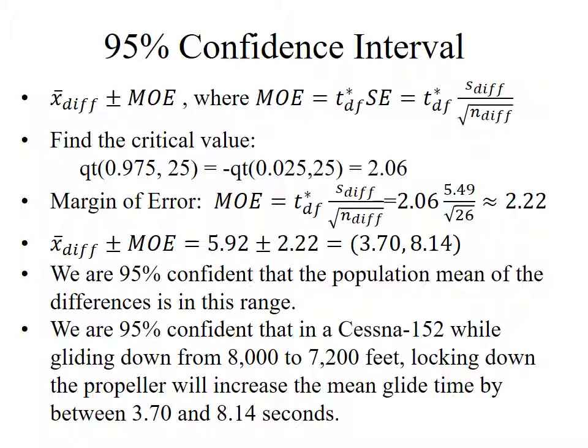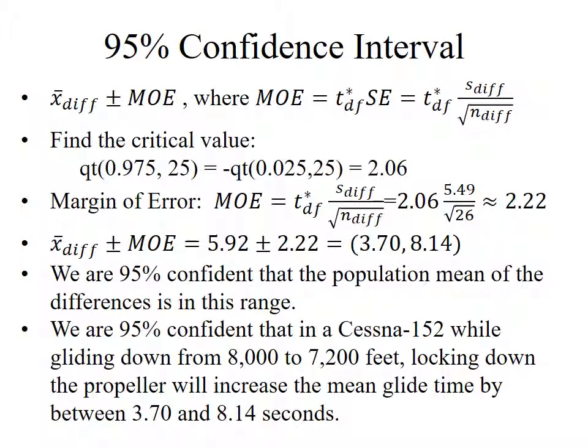We are 95% confident that the population mean, again, if this study were done 1,000 times, 10,000 times, and then they took the average of that, we're 95% confident that the average of that would be in this range, somewhere between 3.7 seconds and 8.14 seconds.